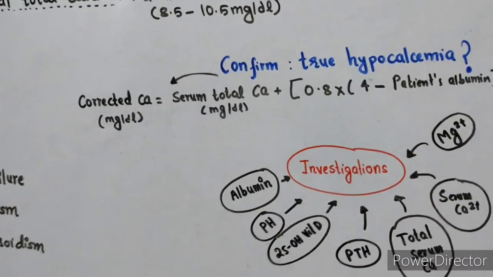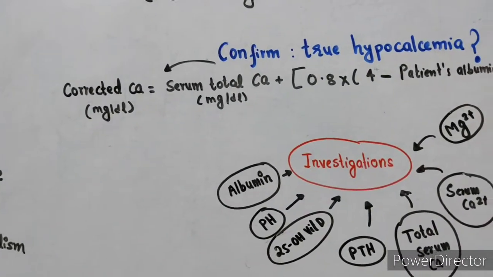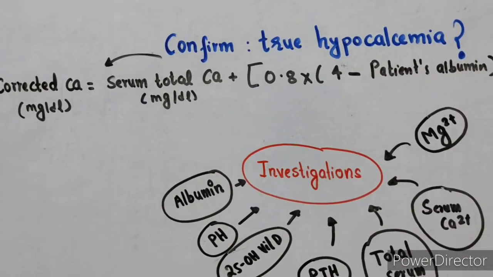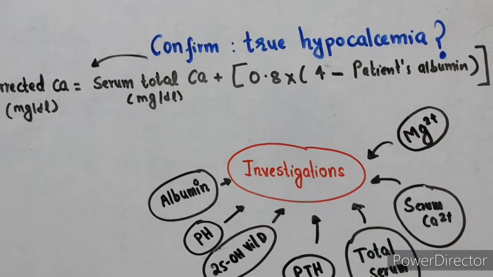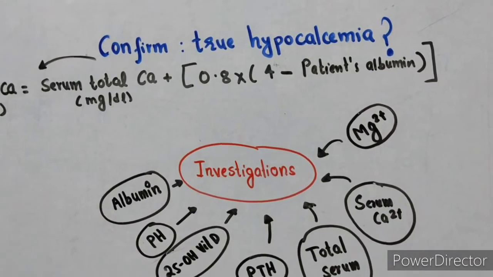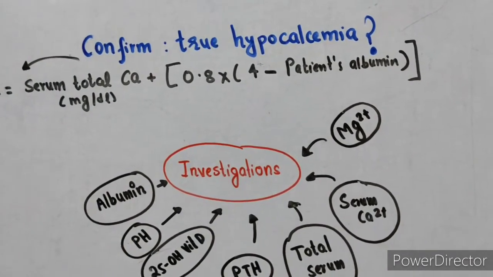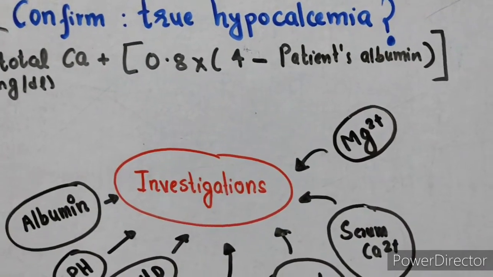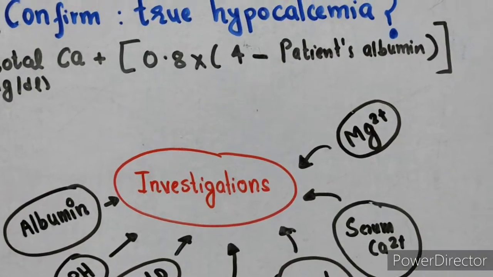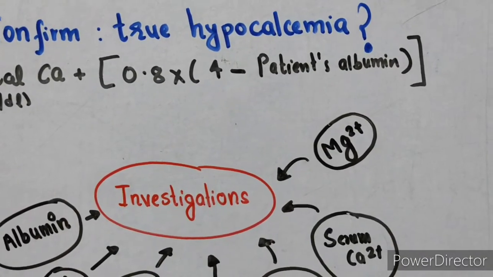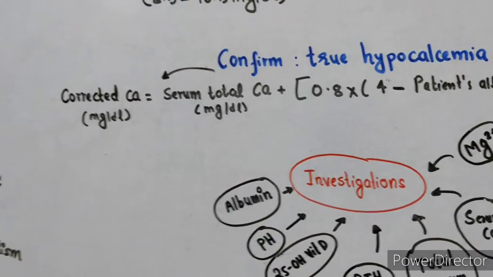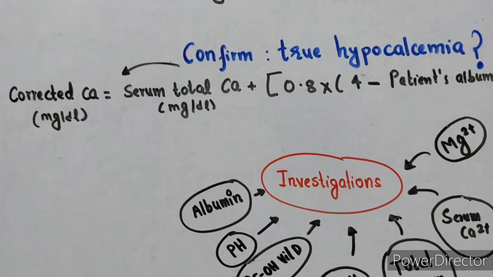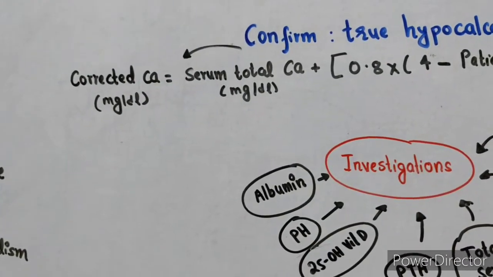That's why calcium level should be corrected if albumin has decreased in the blood. The formula for calculating the corrected calcium is: corrected calcium in milligram per deciliter is equal to serum total calcium in milligram per deciliter plus 0.8 times (4 minus patient's albumin in gram per deciliter). This 4 gram per deciliter is the normal value of albumin, and patient's albumin should also be measured in gram per deciliter. Even in hypoalbuminemia, even though serum total calcium is decreased, corrected calcium will come normal.